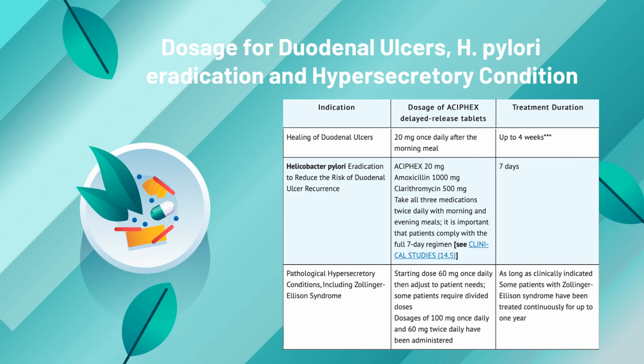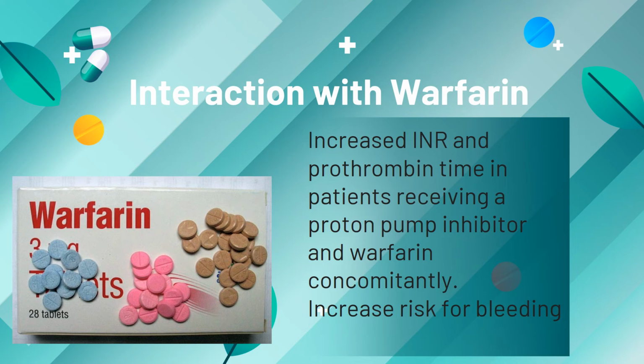It is important that the patient take this medication for the full 7-day regimen. For hypersecretory conditions, the patient's starting dose is 60 mg once daily, then adjusted to the patient's need. Some patients might require divided doses. Let's talk about some of the most important adverse events when taking this medication.